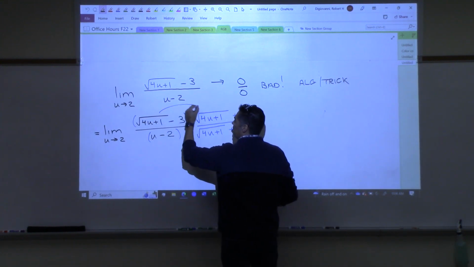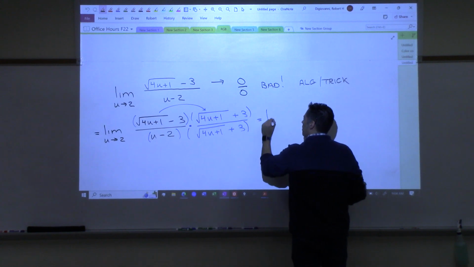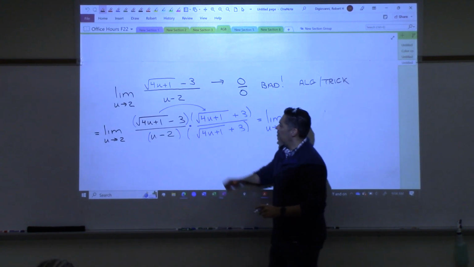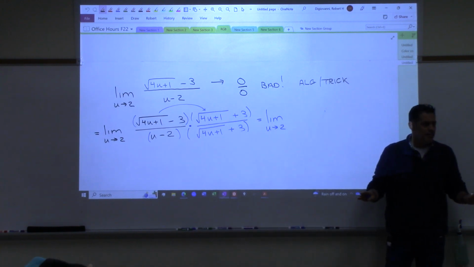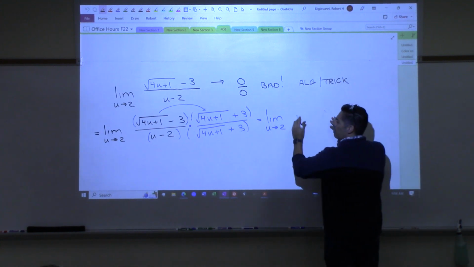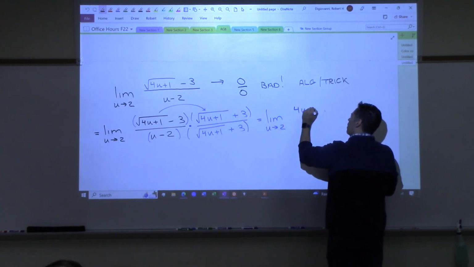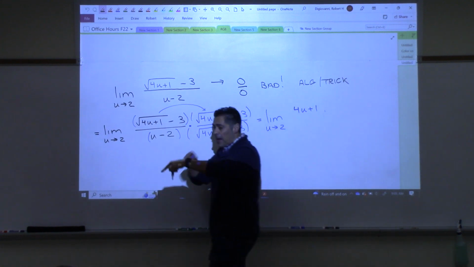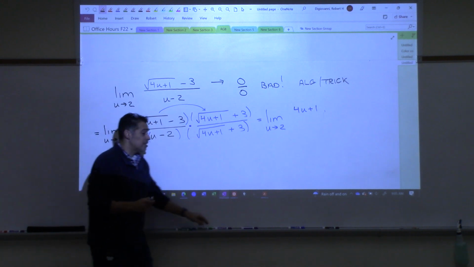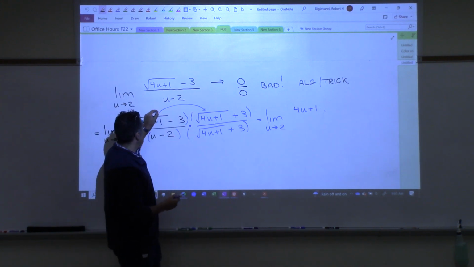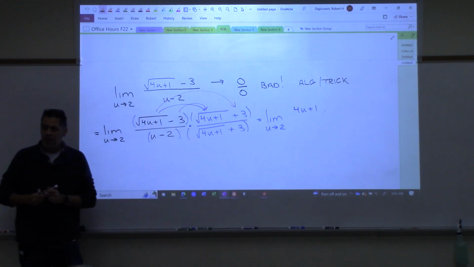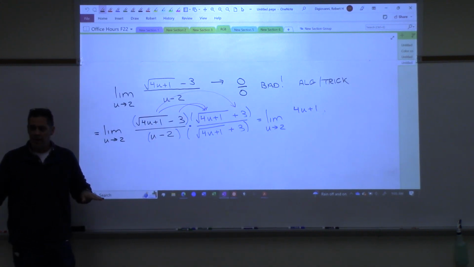When I multiply here, this equals limit u approaches 2. The square roots go away completely, right? A root times itself, the root cancels, so you just get 4u plus 1. And then do I need to worry about the middle terms? No, right? Because it's a conjugate, when we do this times this and this times this, those two things will cancel each other out. Guaranteed every time.